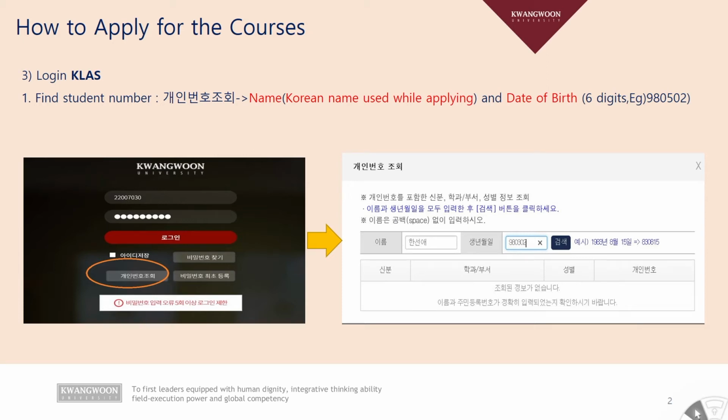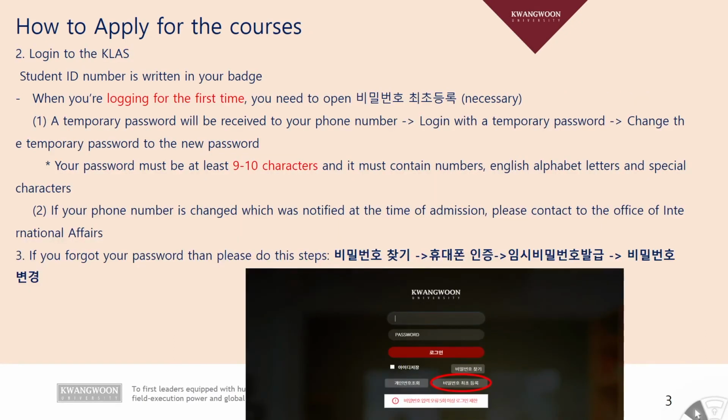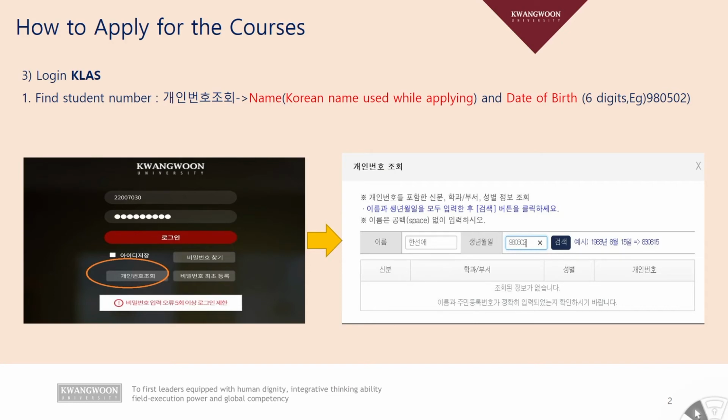In this pop-up, you need to fill in your name in Korean, and the Korean name must be the same as the name you wrote on your application letter when you got admitted to this university. The format of date of birth is year, month, and day with a total of 6 digits. After you have entered your information, you can just click the search button, and you'll see your student number.